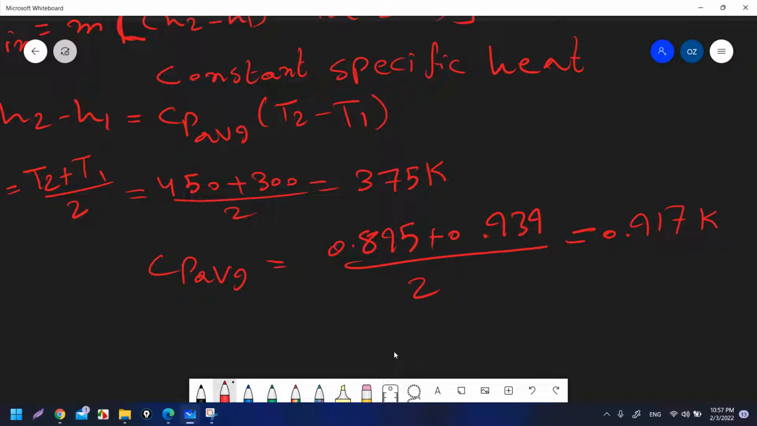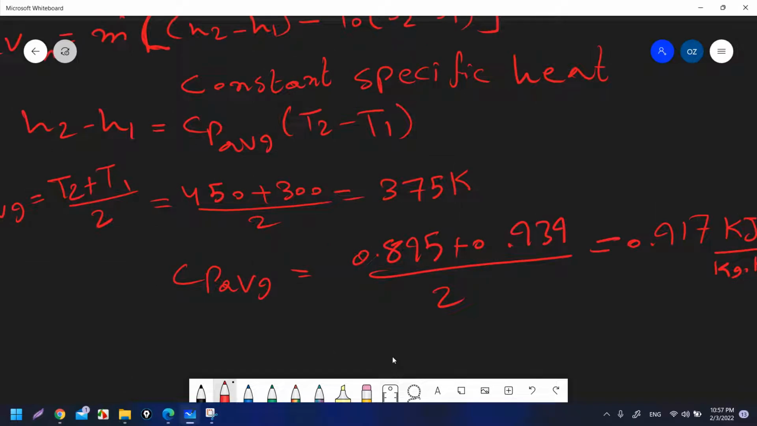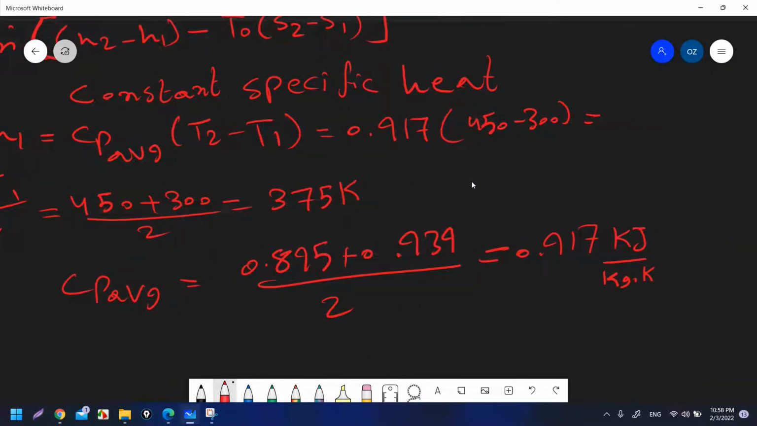0.917 kilojoule per kilogram Kelvin. Okay, so H2 minus H1 equals CB average, 0.917, times T2 minus T1, which is 450 minus 300, and this will give you at the end 137.55 kilojoule per kilogram.